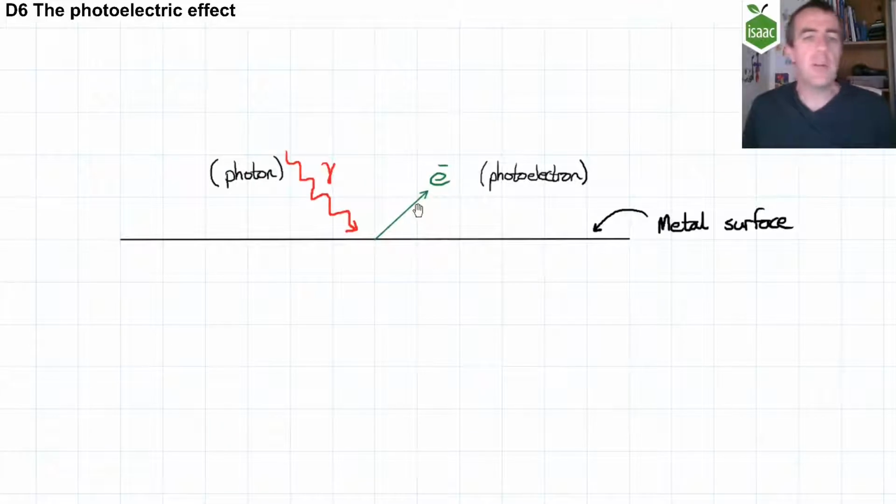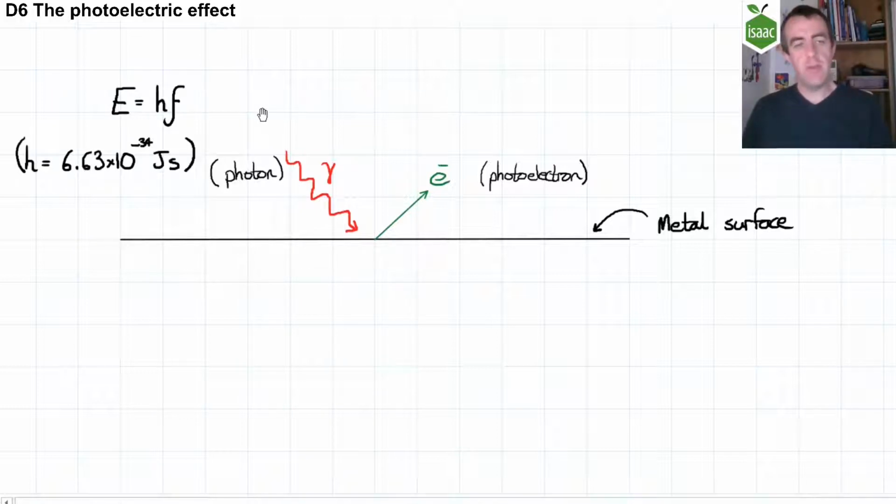This video is about D6, the photoelectric effect. The photoelectric effect is where electrons can be emitted from the surface of a metal when it is illuminated with electromagnetic radiation of a high enough frequency. Electromagnetic radiation is transmitted in packets of energy that we call photons.